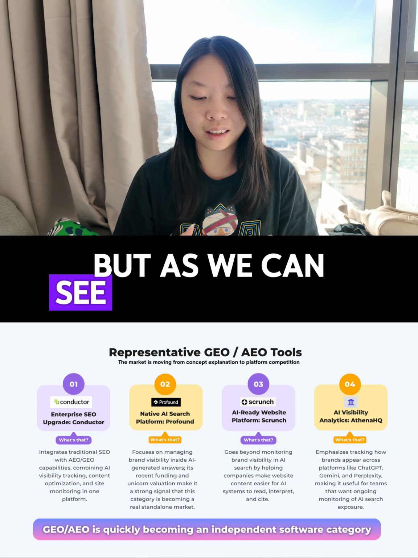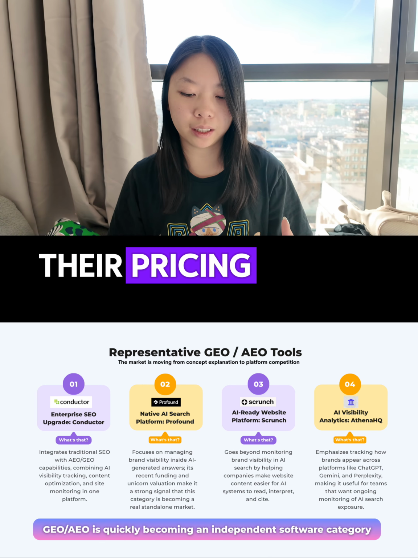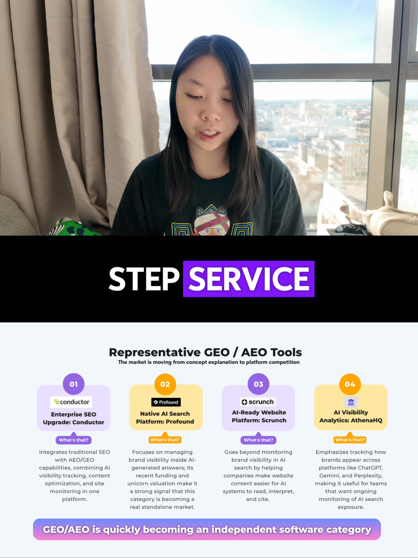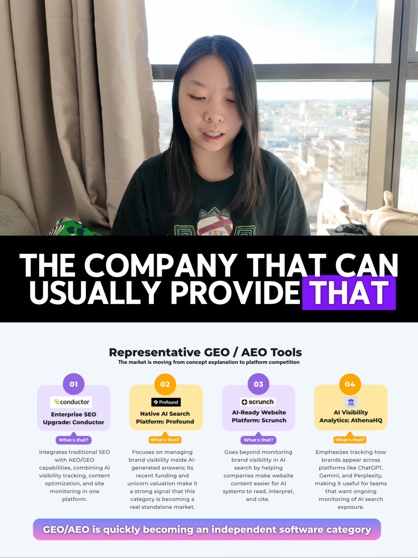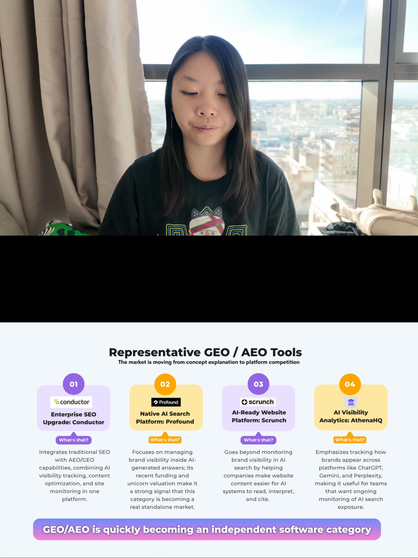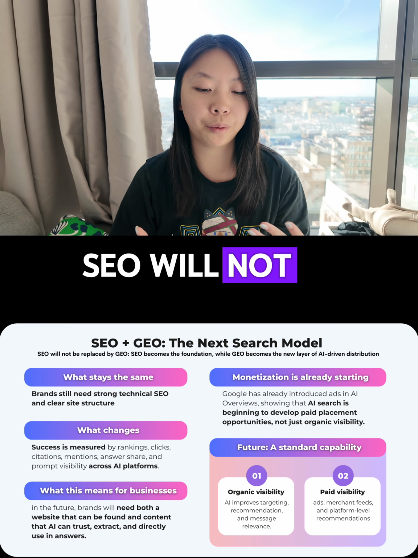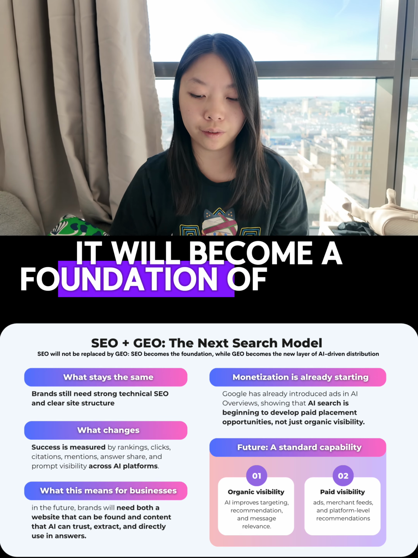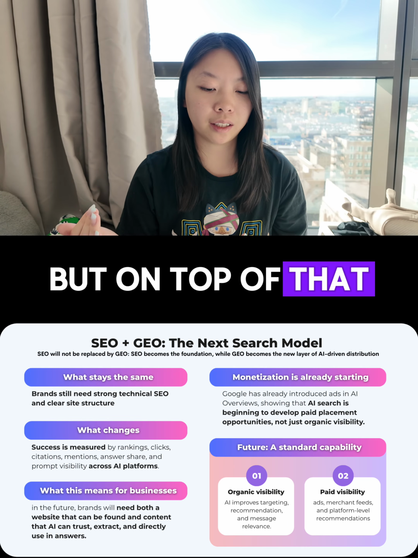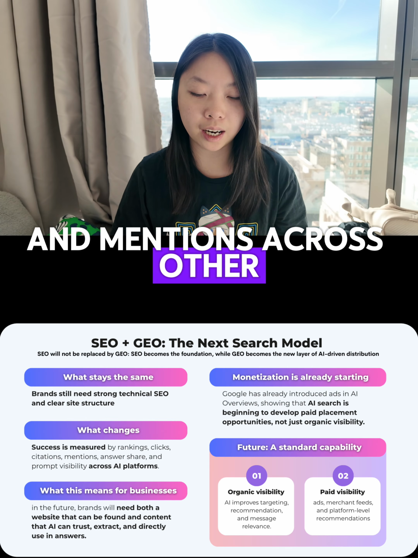But as we can see from this slide, although all 4 types of tools can help brands deliver results, their pricing is very different. And for now, if a brand wants a full one-step service, the companies that can usually provide that end-to-end delivery are still the older and more established players. And as for future changes, we already touched on earlier, SEO will not be replaced. Instead, it will become a foundation of strong GEO and AEO. Strong technical SEO will still be necessary, but on top of that, success will also be measured by rankings, clicks, citations, and mentions across other AI platforms.